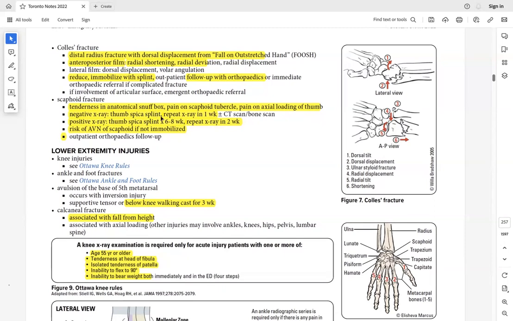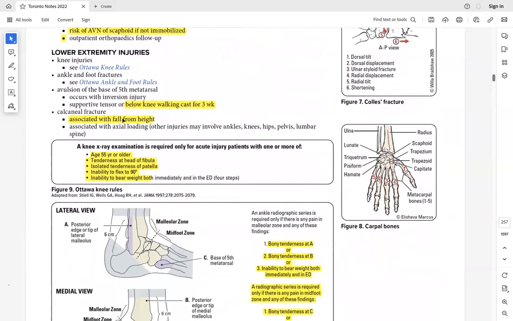So we put the patient on a thumb spica splint, ask the patient to follow up, repeat the X-ray in 1 week, and then after that, they will ask you what is the complication. What is the one complication the patient can get? The complication is avascular necrosis of the scaphoid bone.